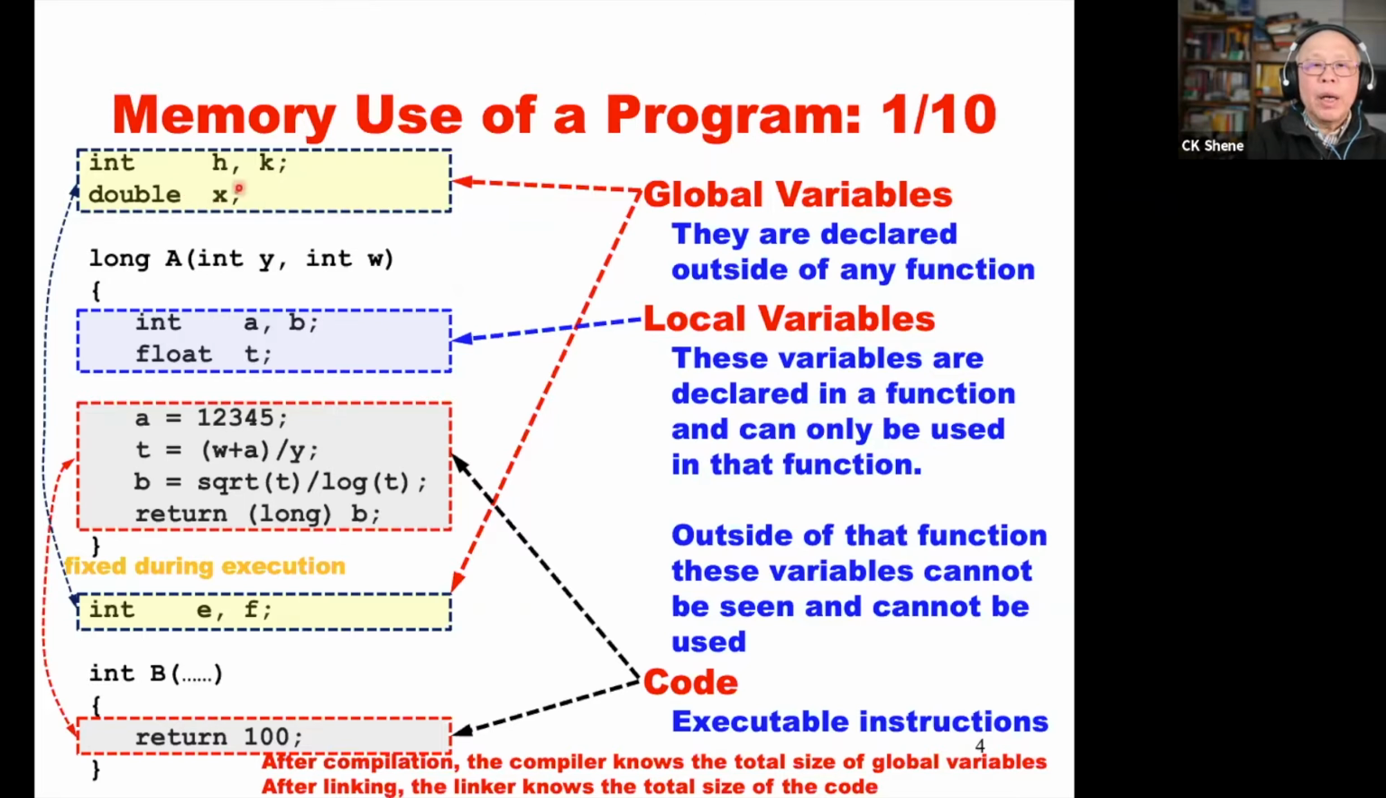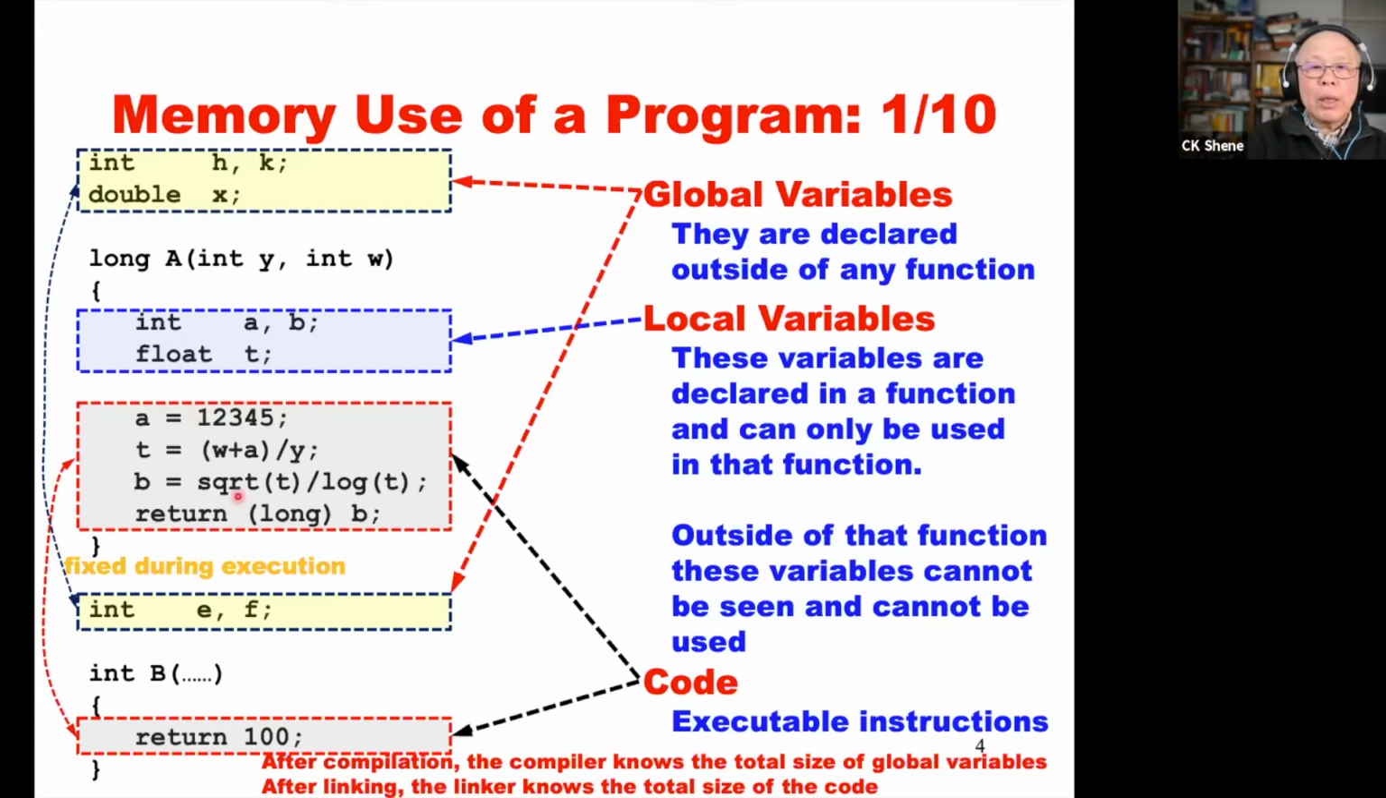We declare h and k to be integers, x to be double. And we have a program taking two integer arguments and returning a long type. In this program, we declare three variables, two of which are integers, one of them a float. These are the statements we put into the function A. So these are the executable statements in function A.